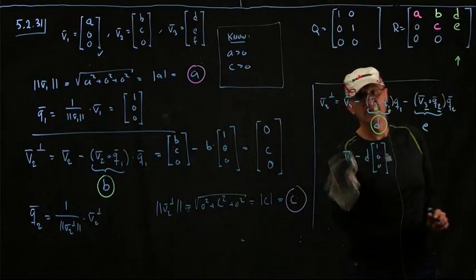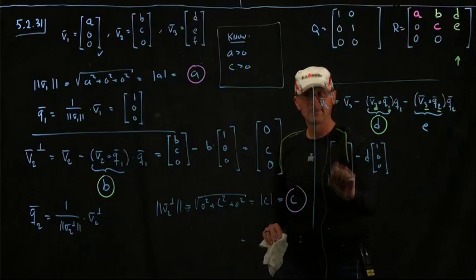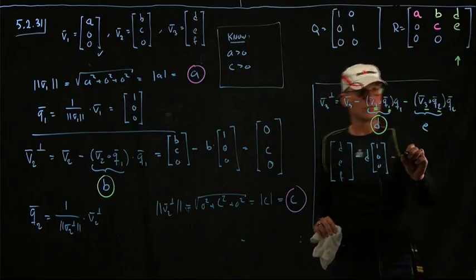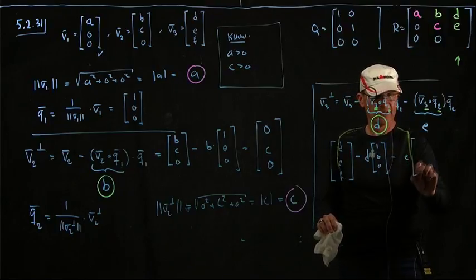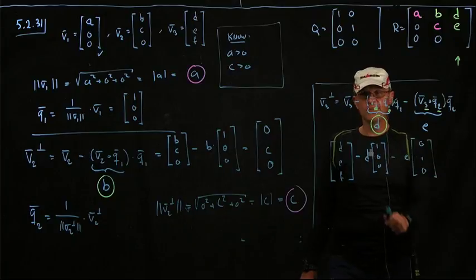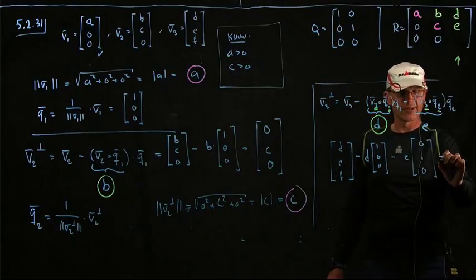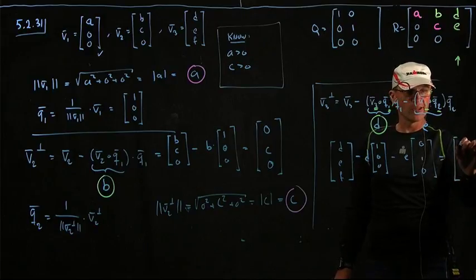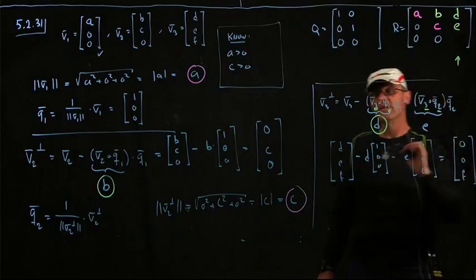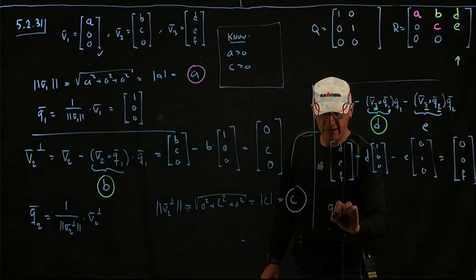So then we have V3 minus D times Q1. Actually, V3, it was D, E, F, and we're subtracting D, E, 0. All right, so we're just canceling out the first 2 components, right? So the vector we're left with is 0, 0, F. So that's V3 perpendicular.